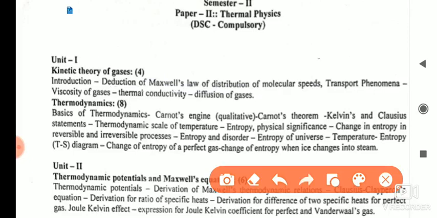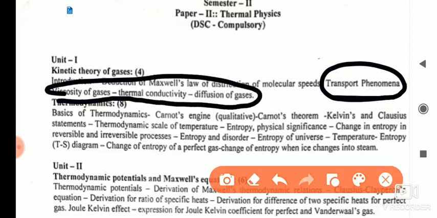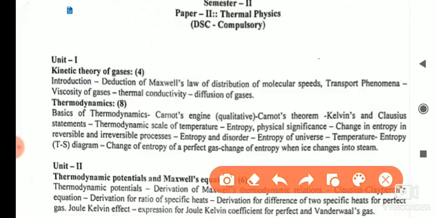Next we have transport phenomena. In the first unit, first chapter, kinetic theory of gases, the next important topic is transport phenomena. In that we have three phenomena: viscosity of gases, thermal conductivity, and diffusion of gases. So besides Maxwell distribution of molecular speeds, he may ask any one question from transport phenomena.